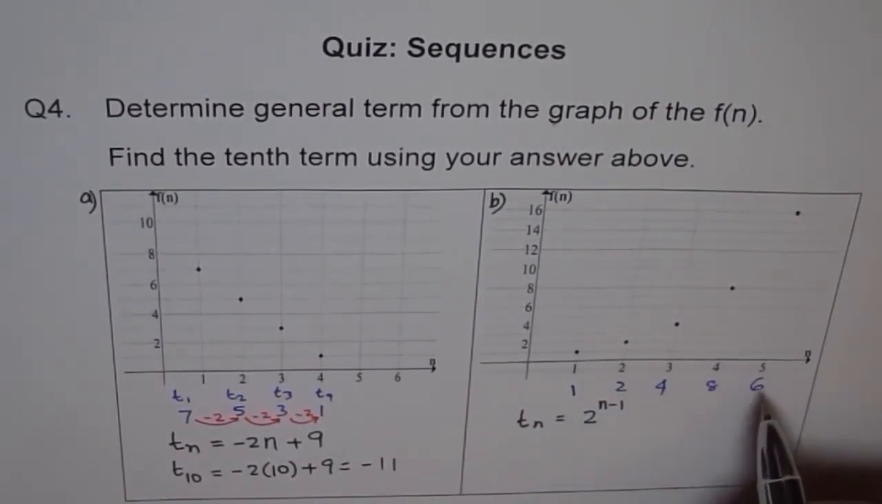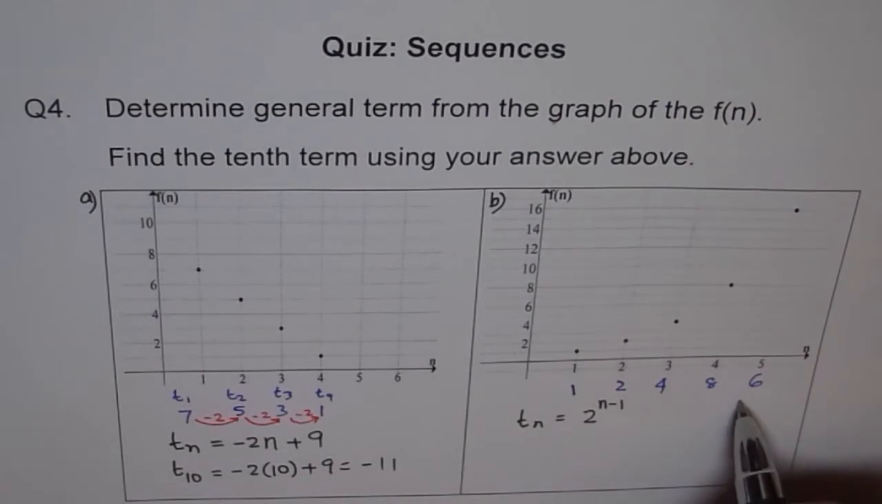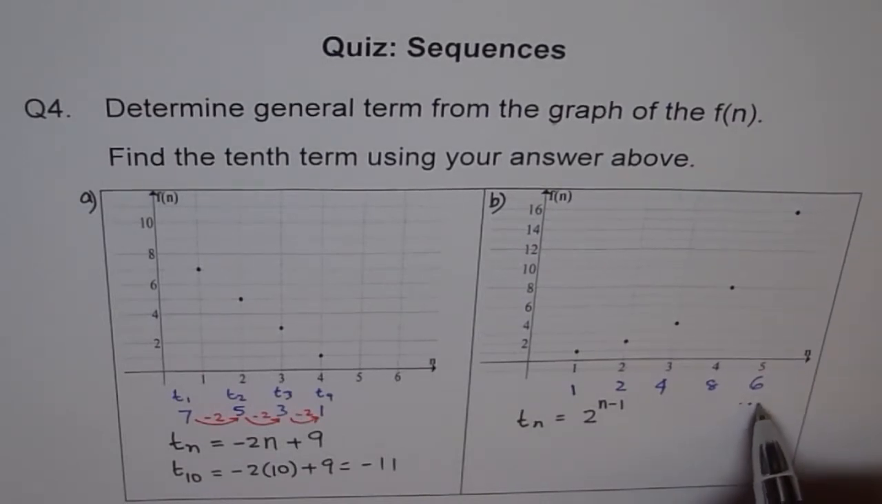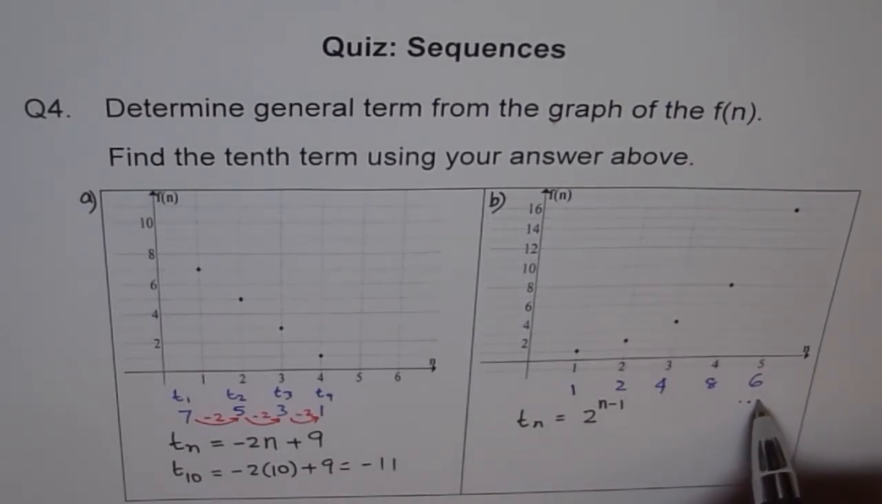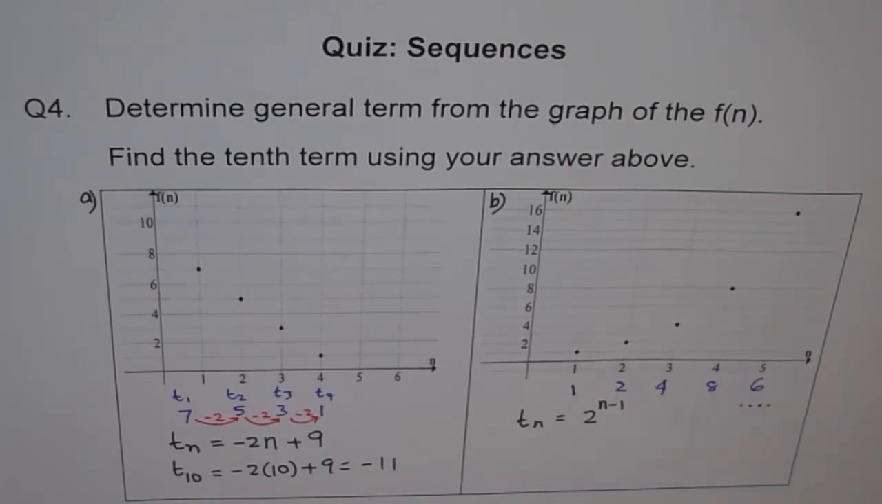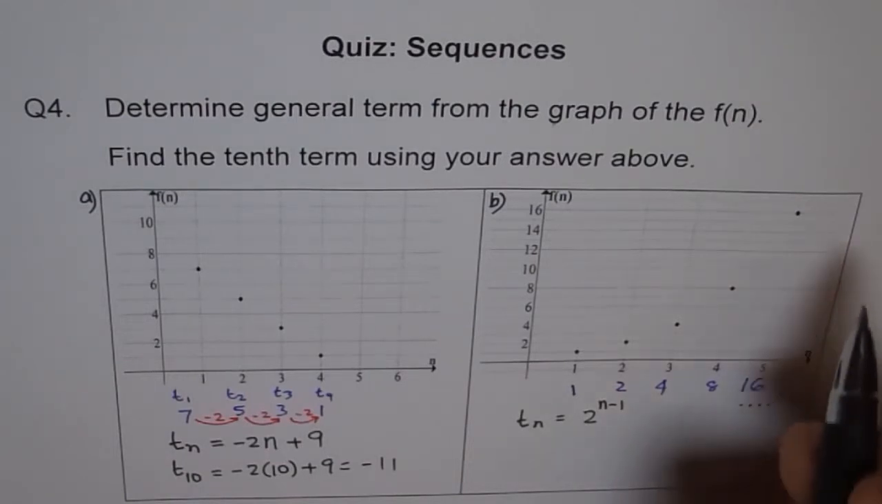You can test 2 to the power of 5 minus 1. 5 minus 1 is 4, so 2 times 2 is 4, 4 times 2 is 8, and 8 times 2 is 16. That works.